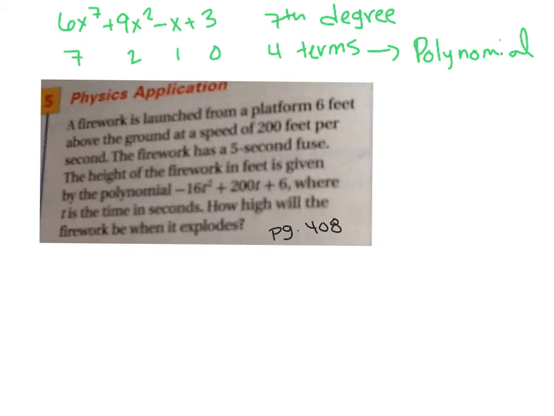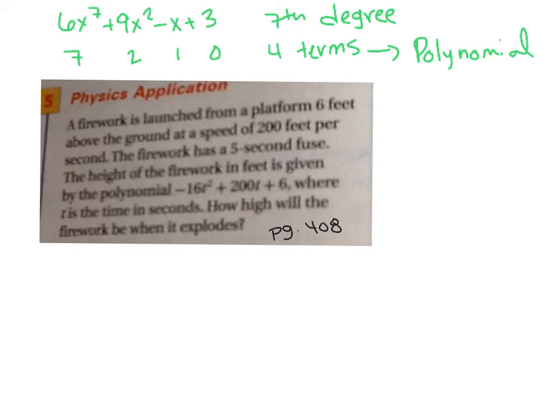A firework is launched from a platform 6 feet above the ground at a speed of 200 feet per second. The firework has a 5-second fuse. The height of the firework in feet is given by the polynomial negative 16t squared plus 200t plus 6, where t is the time in seconds. How high will the firework be when it explodes?